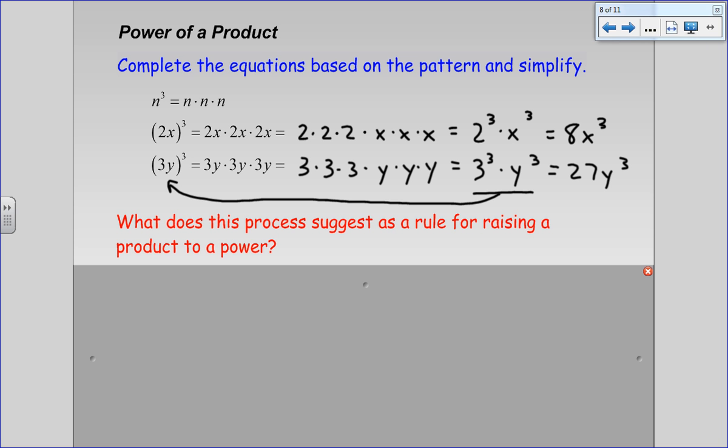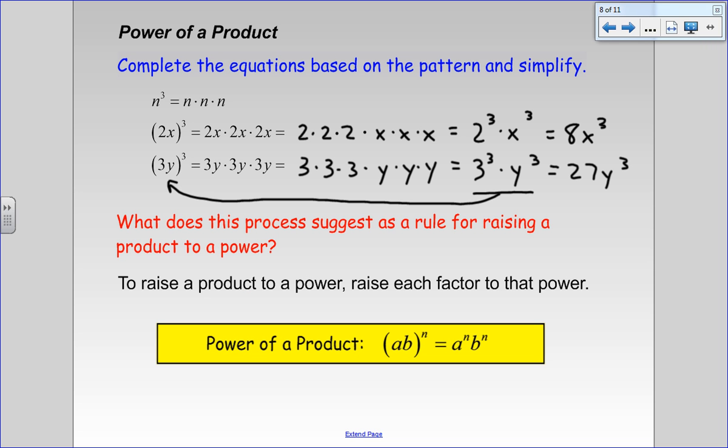So we can see that this process suggests a rule for raising a product to a power. To raise a product to a power, we raise each factor to that same power. This can be expressed algebraically as follows. The quantity ab to the power of n equals a to the power of n times b to the power of n.